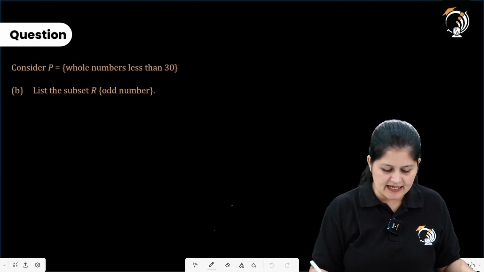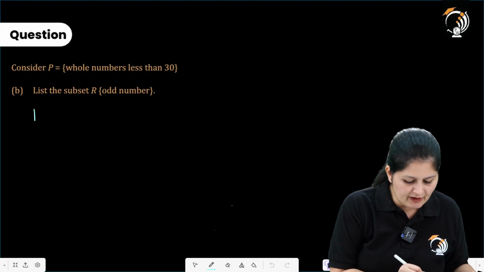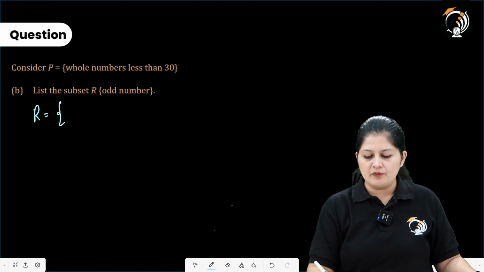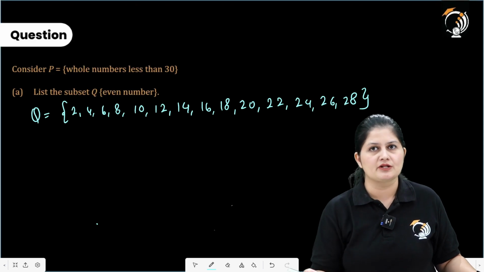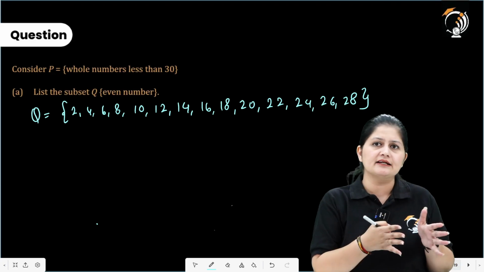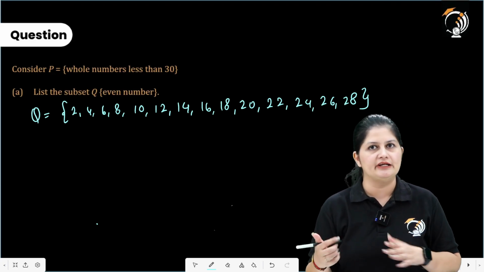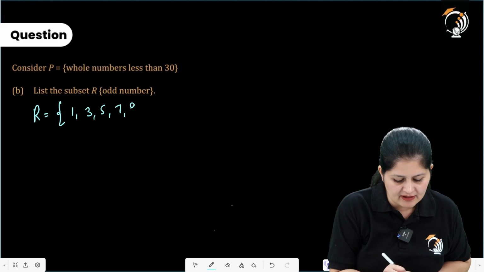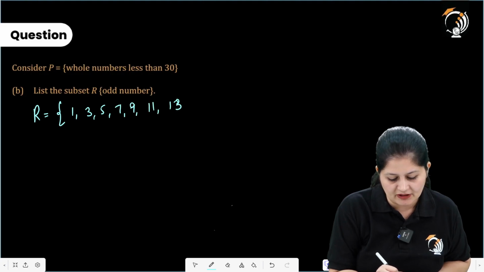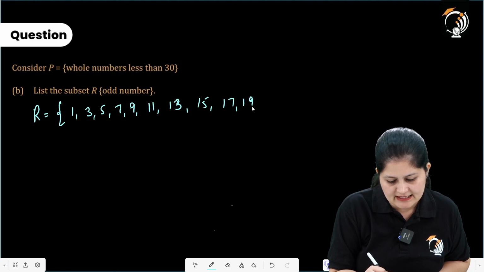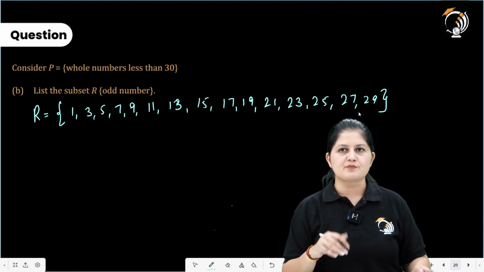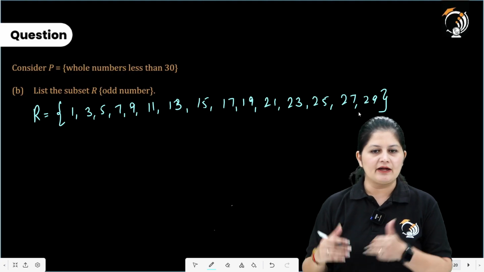Further, the second subset that we need to write is R. So that is going to be the odd numbers less than 30. That means we are not going to include 30 here as well. In the even numbers, because it was asking less than 30, we haven't included 30 there. So writing all the odd numbers here: 1, 3, 5, 7, 9, 11, 13, 15, 17, 19, 21, 23, 25, 27 and 29. So these are going to be the subset of odd numbers. Clear? I hope that we are clear with this question.